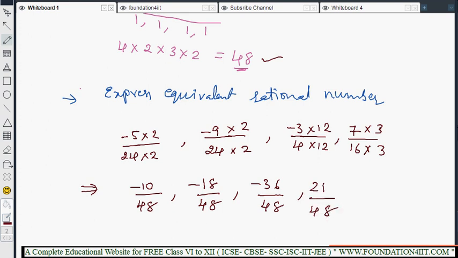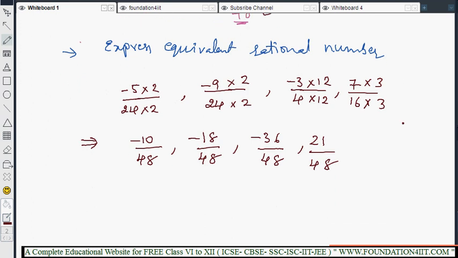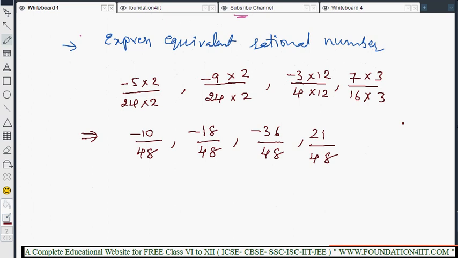So once you make the denominator the same, that means if you convert into equivalent rational numbers with the same denominator, then we can directly, by verifying the numerators, compare them easily. Then the last step, arrange the rational numbers in increasing or decreasing order. Now we need to make increasing or decreasing according to the numerator.